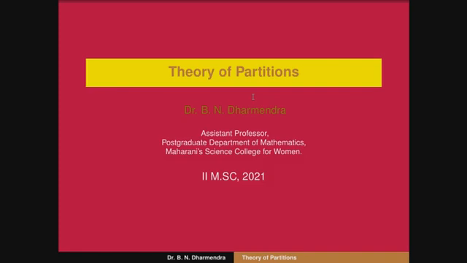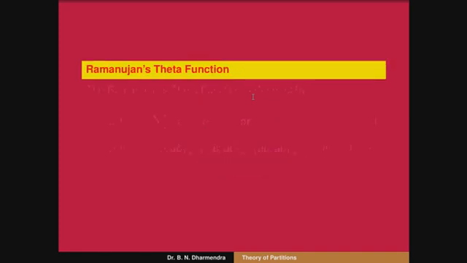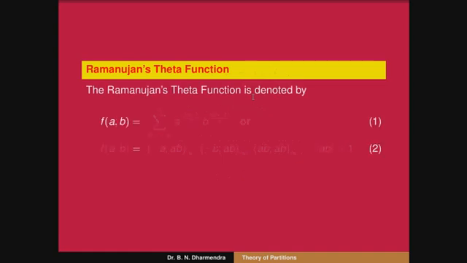Very important topic. It is Unit 3 in the University of Mysore syllabus, Ramanujan's theta function definition and its consequences. First we discussed what Ramanujan's theta function is. The Ramanujan's theta function is defined by f(a,b), in terms of an infinite series, as the sum with n running from minus infinity to plus infinity of a to the power of n(n+1)/2 into b to the power of n(n-1)/2.